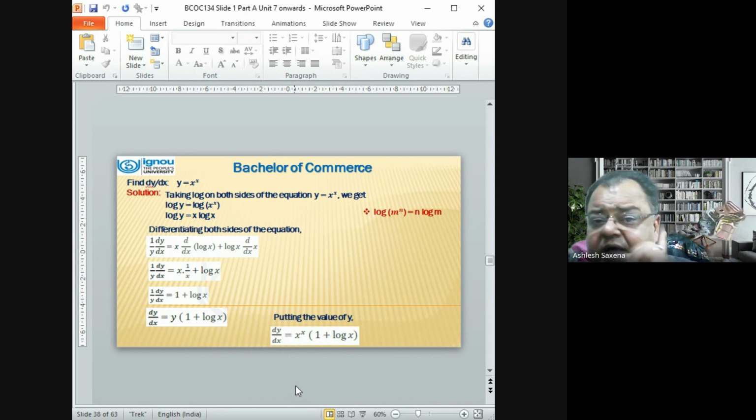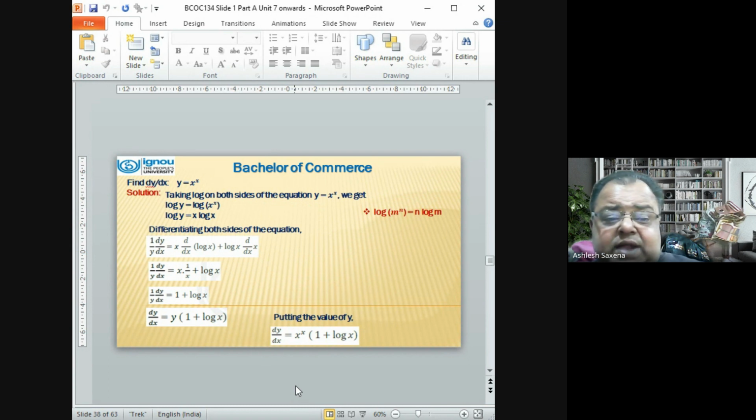Derivative of log y will be 1 by y dy by dx. That is standard, we cannot change. Is equal to, now we will apply the product rule. First function as it is, derivative of log x, plus second function as it is, derivative of first function. Now in the next step we will be solving this. 1 by y dy by dx is equal to x into derivative of log x, which is 1 by x, plus log x into derivative of x, which is 1. We are left with 1 plus log x.